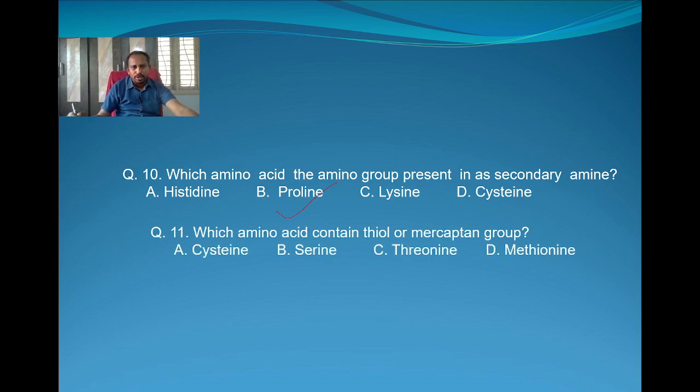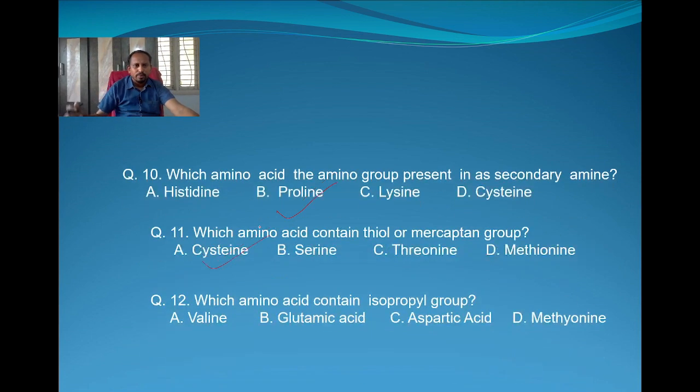If we move to the next question, which amino acid contains a thiol or mercaptan group? Thiol, SH group, that is cysteine. OH would be serine. If SH is there, CH2SH, then this is no doubt cysteine. Next, which amino acid contains an isopropyl group? Isopropyl group, that is nothing but valine. So valine contains the isopropyl group. What is an isopropyl group?